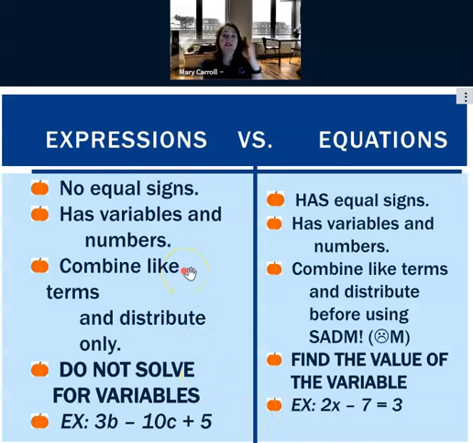Alrighty, so I want to talk about expressions versus equations. We've studied expressions in the last unit. There are no equal signs, they have variables and numbers, and you combine like terms and distribute only. But you don't really solve for them unless you're given a value for x or y, or whatever the variable is. So it'll look like this, like 3b minus 10c plus 5. On the other hand, equations do have an equal sign. They do have variables and numbers just like an expression. You combine like terms and distribute before using what we call SADM, and we'll talk about that more, and then find the value of the variable. So we're actually finding an answer for that variable.